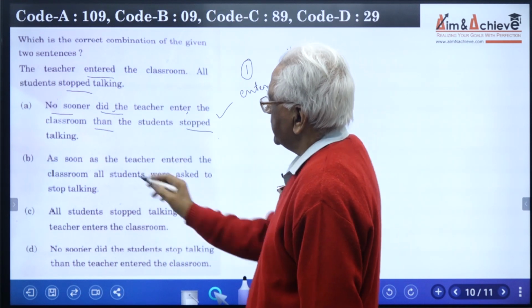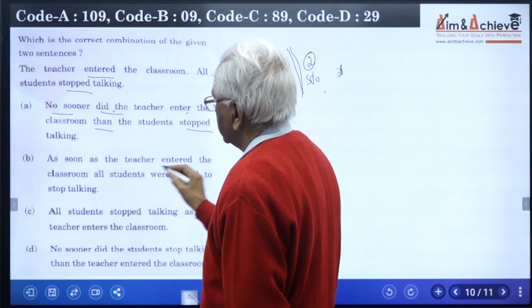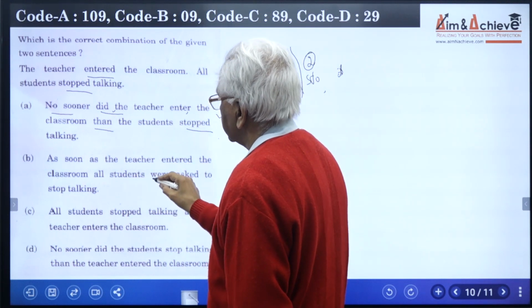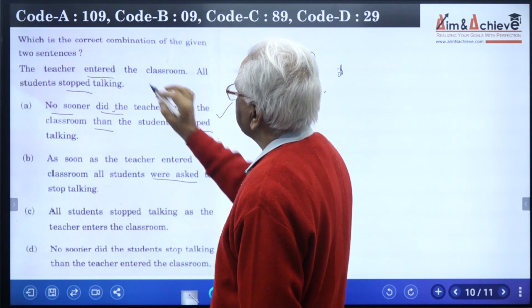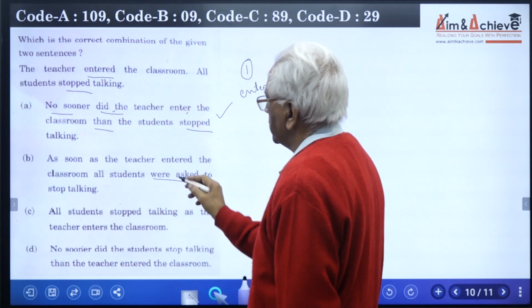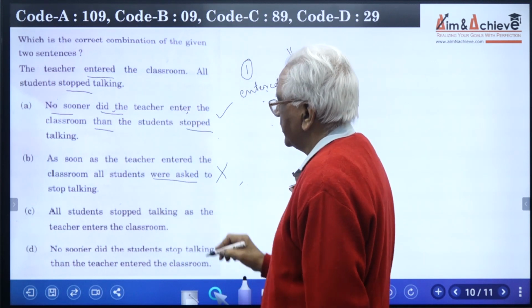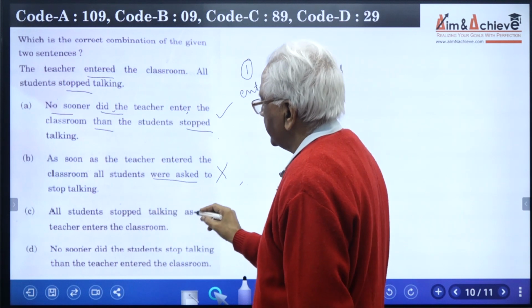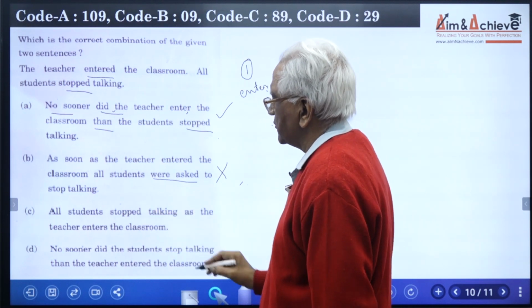Now let us see. As soon as the teacher entered the classroom, all students were asked to stop talking. The sentence does not mention were asked. So that means this is clearly wrong. All students stopped talking as the teacher enters the classroom.